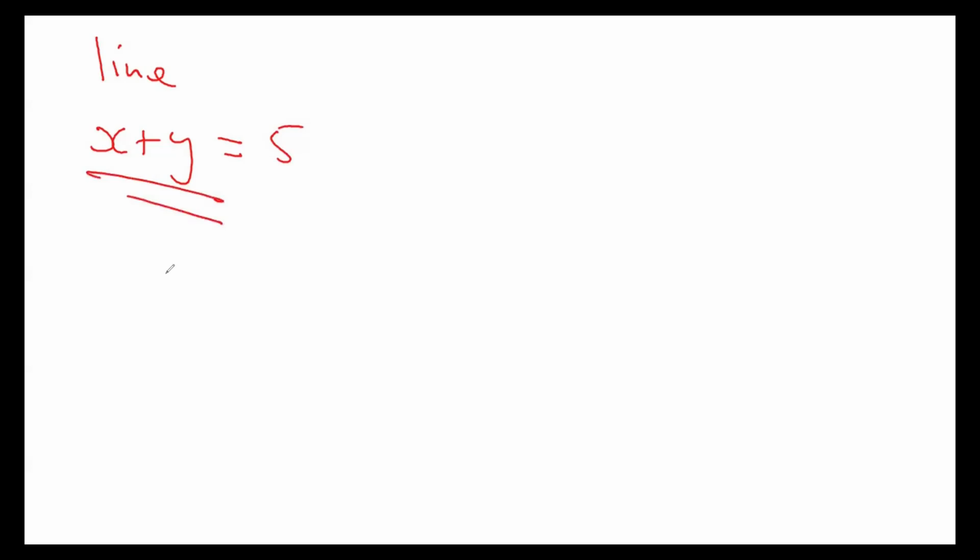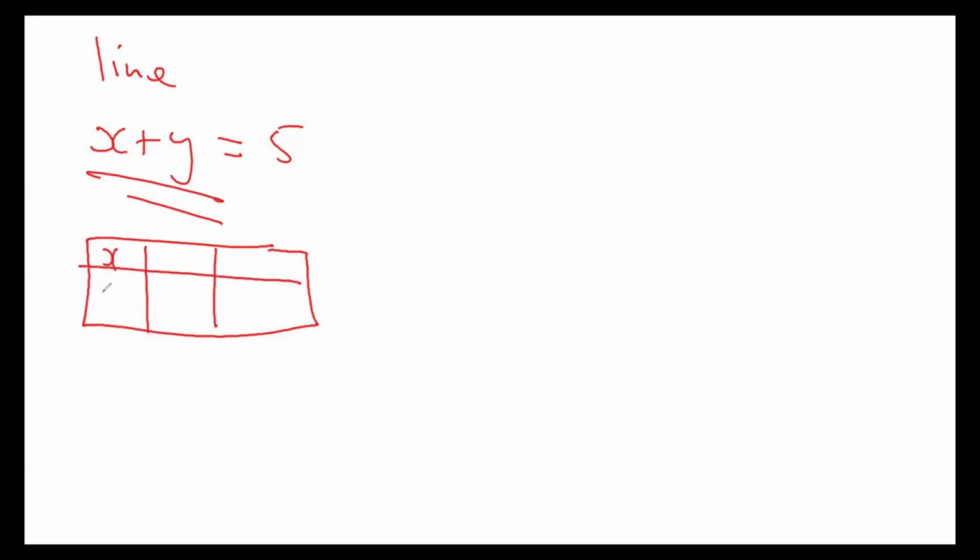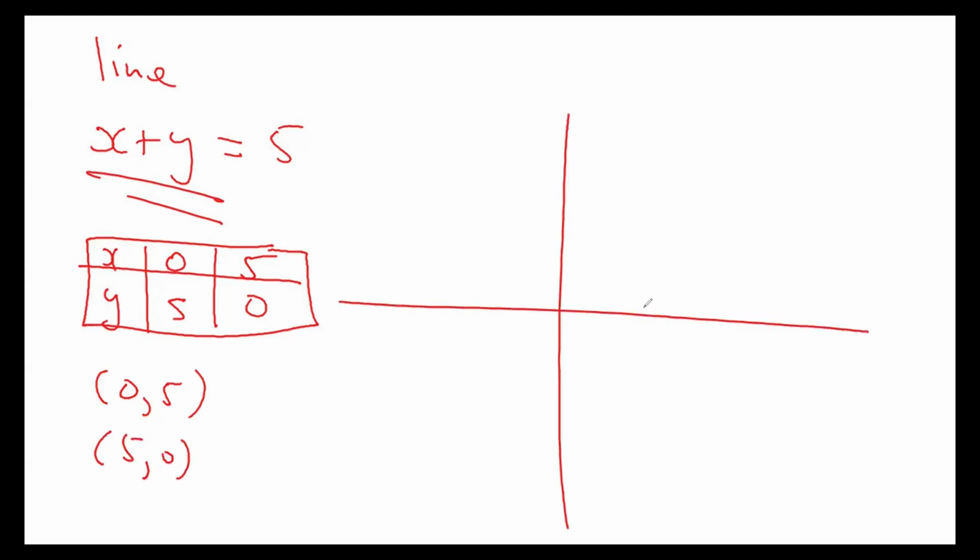How do you draw this line? Well, the easiest thing to do is to make up a little table with x and y. To draw a line, you only need 2 points. So let's say x is 0. If x is 0 here, y will be 5. And if you put y equals 0, x will be 5. You have 2 points here: (0, 5) and (5, 0). And you can put that on a graph very easily.